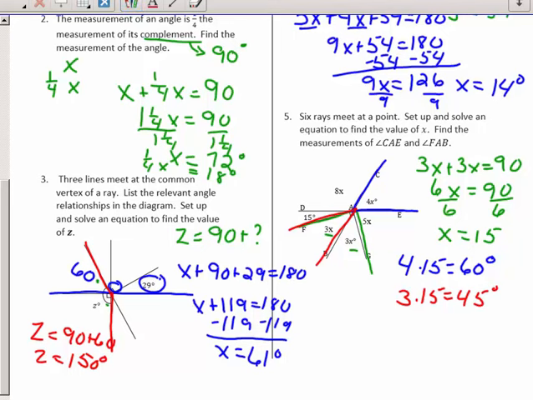Okay, so sometimes it's straightforward, set up your equation and go. Sometimes you have to find another piece of information first to be able to do that.